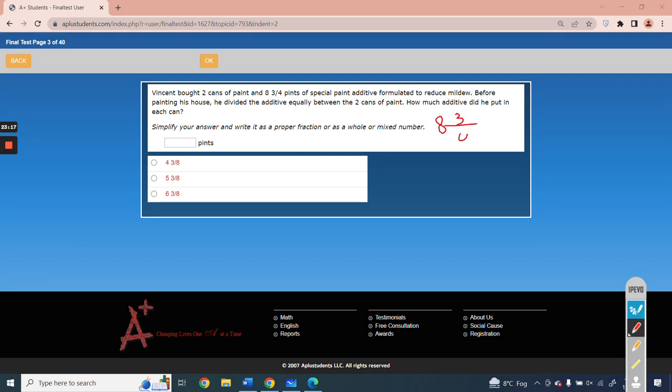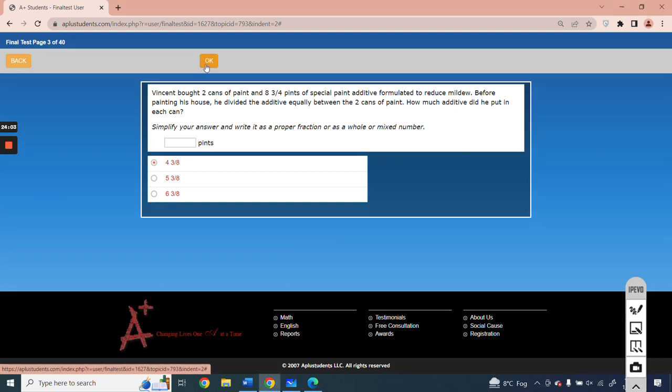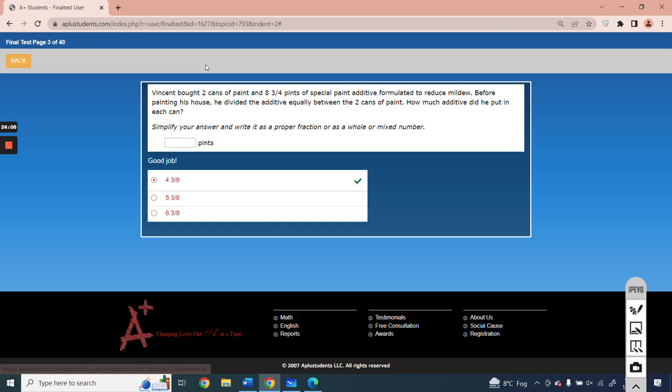So you have to do 8 whole 3 over 4 divided by 2. So it would be 4 times 8 is 32, 33, 34, 35, 35 over 4 divided by 2 over 1. So you have to do 35 over 4 times 1 over 2. Got it? 4 times 2 is 8, not 32. Just divide 35 by 8. 8 times 4 is 32 and you are left with 3. So it is 4 whole 3 over 8. So the correct option is option number 1, that would be 4 whole 3 over 8. Got it? So just select the correct option and click on the OK button.